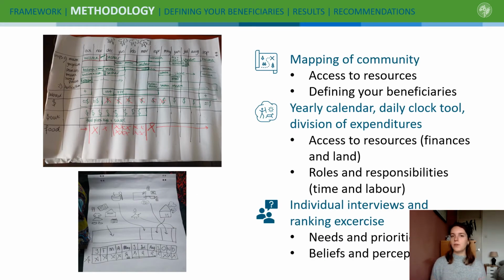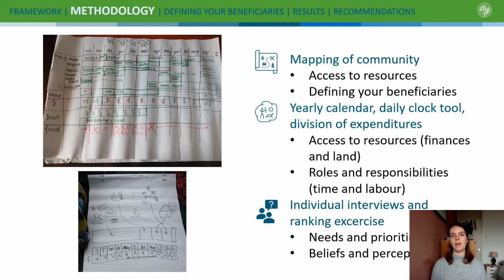And then this slide refers to what we've actually done into the field. So first we started with a mapping of the community. And this is an exercise that is mostly important to do with key persons of the community. So for instance, with the SDI, and it gives you information of what is actually the access to resources that farmers have, but it also gives you an idea of the small commercial farmers already existing in the community. And so it could help you with defining your beneficiaries.